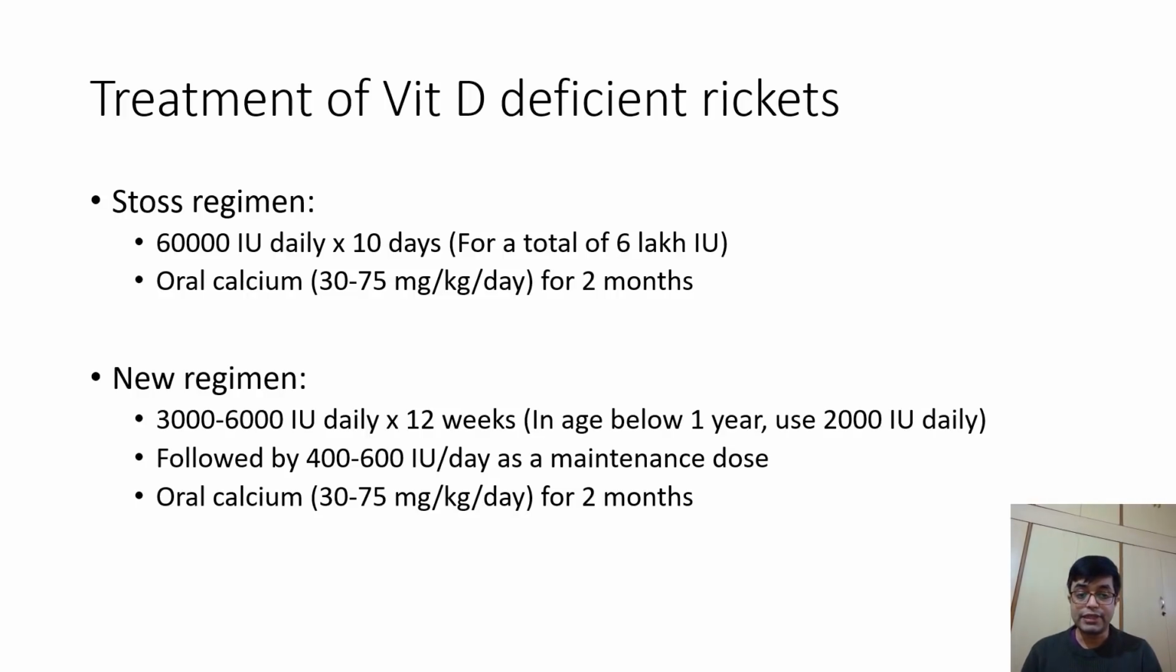But the new regime, there is no name for this regime. The regime simply says you give a daily dose for 12 weeks, in a lower dose, 3,000 to 6,000 international unit daily for 12 weeks. In age below 1 year, the dose should be reduced to 2,000 international unit per day. After that, you give a vitamin D maintenance dose. Maintenance dose of vitamin D is 400 to 600 international units.